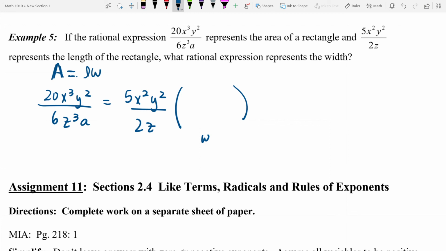So what do I have to multiply this 5x to the 2nd, y to the 2nd over 2z by to get the other guy? Well, it's so easy, guys. Look, what do I multiply by 5 to get 20? That would be a 4. If I have 2 x's and I need 3, I need 1 more. I have 2 y's and I need 2 y's, so I'm totally good with y's. Look at the z's. What do I multiply by 2 to get 6? That would be a 3. I have 1 z and I need 3 z's, so I need how many more down there, everybody? 2 more, thank you. And then you also need an a. That's it. If I were you, I would just highlight it. And I'd say, there it is.